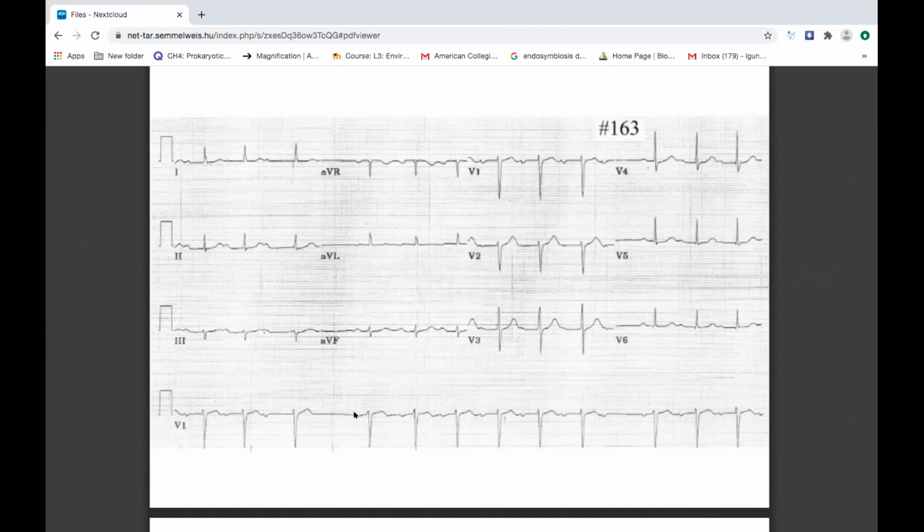So these P waves are regular. And this P is not followed by a QRS. That's correct. And if you look at the last conducted PR compared to the first one, fine. This is Mobitz type 1.